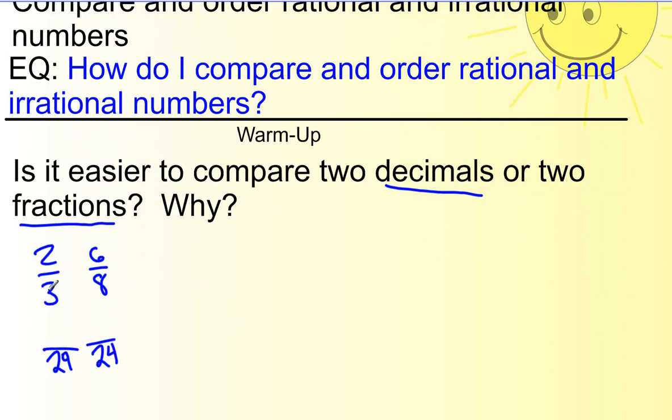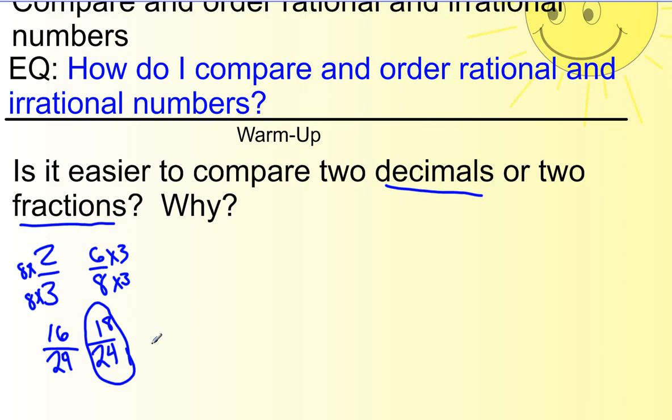And now you have to rewrite both fractions. So this one you take times 8, and get 16/24. This one you take times 3, giving you 18/24. And now that you have the same denominator, you can say this one is the bigger number because the numerator is bigger than that numerator. That's how you'd have to do it for all fractions: find a common denominator, rewrite the fractions. It's kind of a pain.